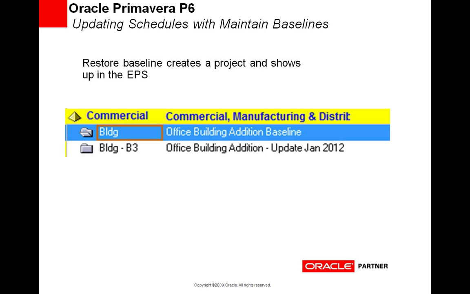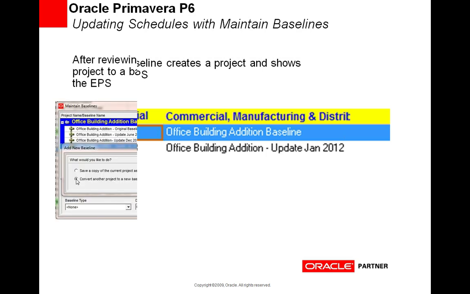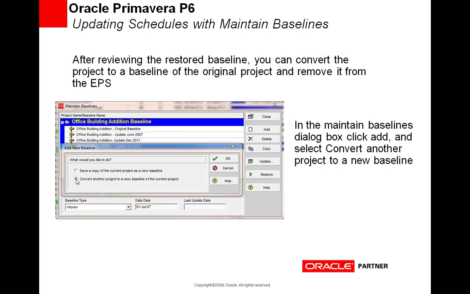And once you're done with that information and you want to convert this project out of your EPS back to a baseline, you go through these steps. You go back to your original project. You open the maintain baseline dialog box and you click Add.